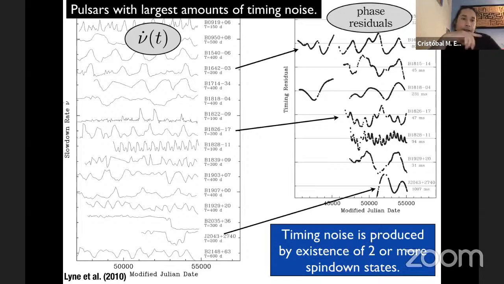So in this work by Lyne et al. in 2010, in the plot on the left, there is the spin down rate for many pulsars that have the largest amount of timing noise, and on the right-hand side in that plot, it is the timing residuals of those pulsars. And you can see that for many of the pulsars where you can look at the spin down rate, actually the spin down rate is moving between two different states, sometimes three different values.